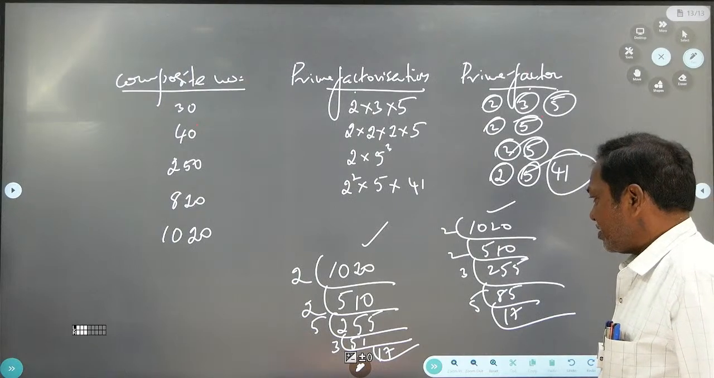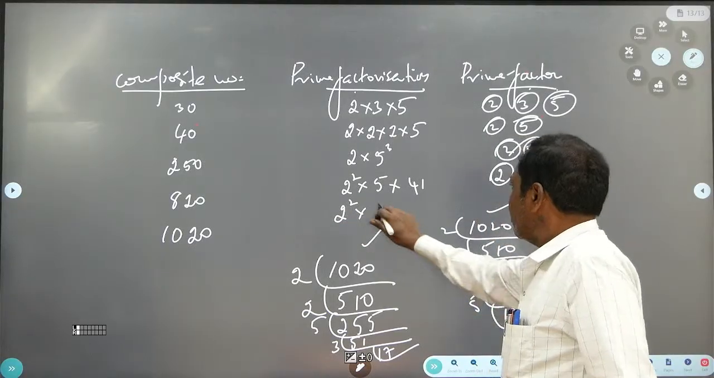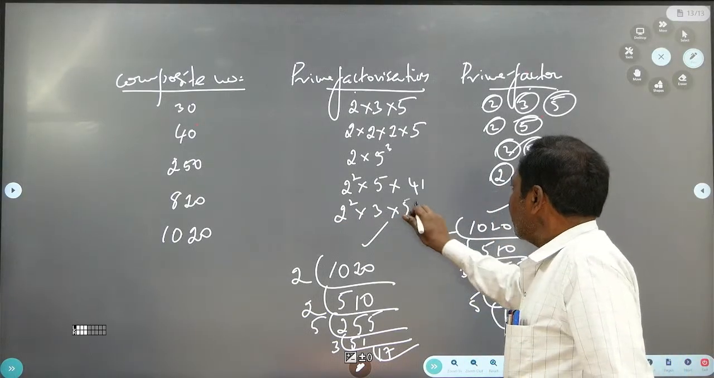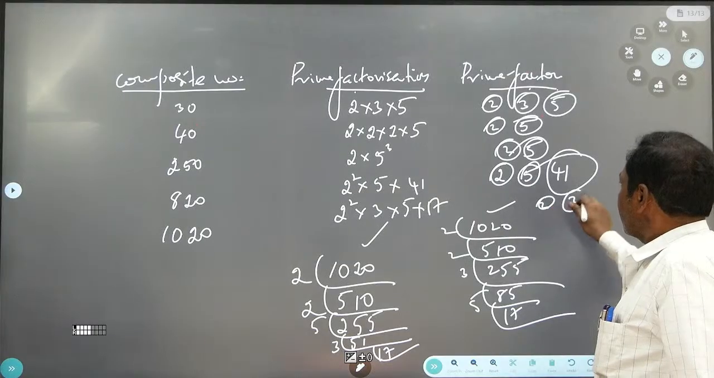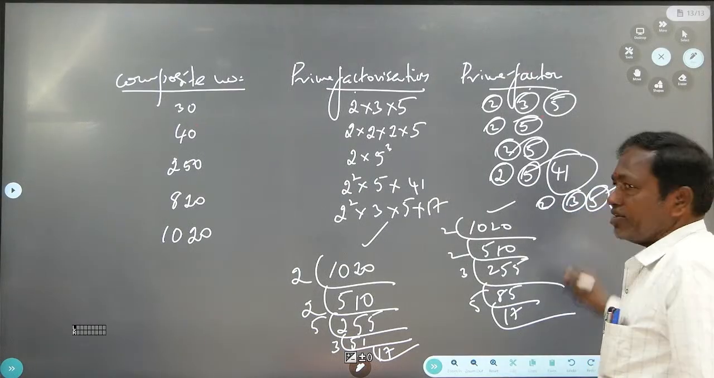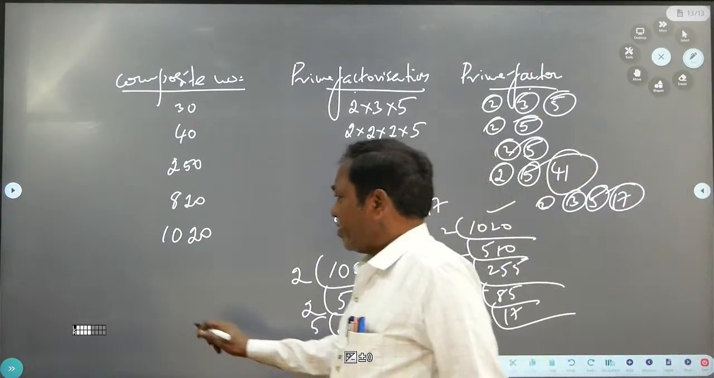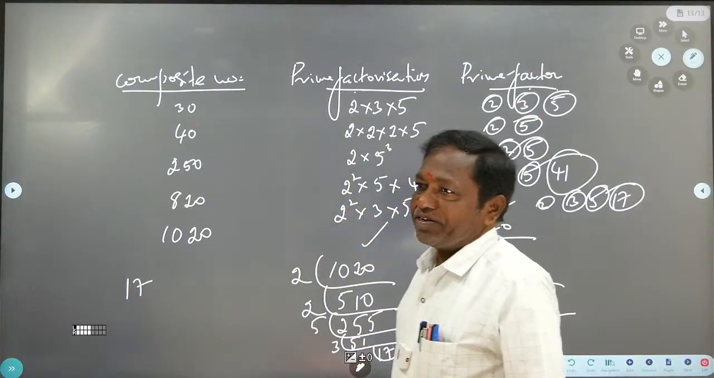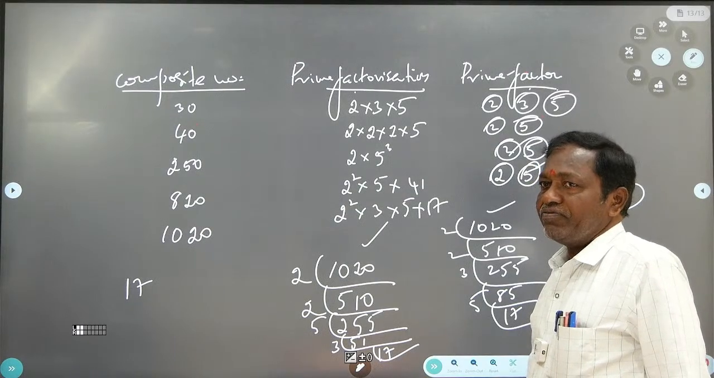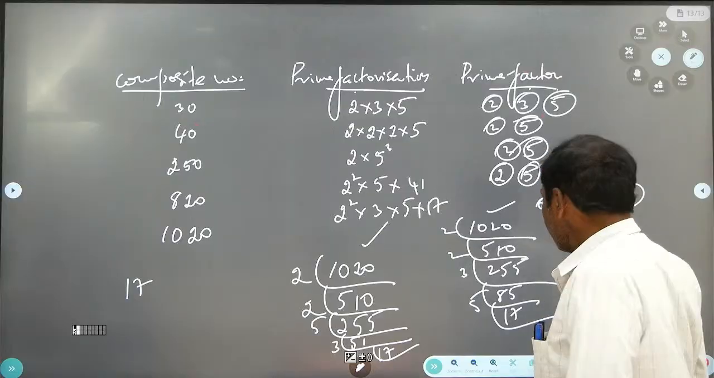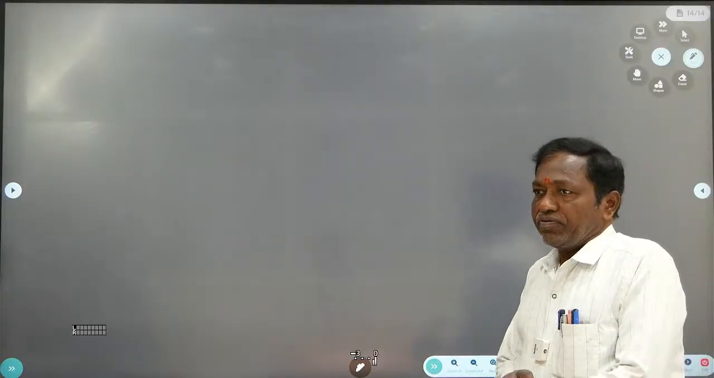What are the prime factors? You can see 2 square into 3 into 5 into 17. And see what are the prime factors? 2, 3, 5 and 17. So this is the LHS equal to RHS. But again, if you write for a prime number, there is no factorization. Prime numbers do not have factors because it's a product of 1 and 17. 17 itself is a factor. It's like that, right? Yes. Now the composite number part is over now.